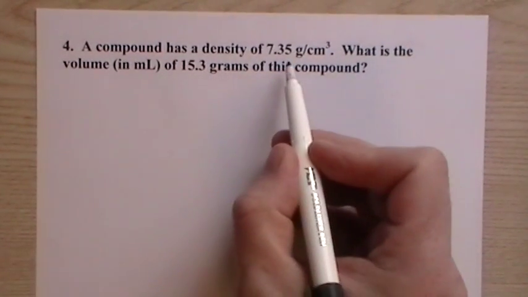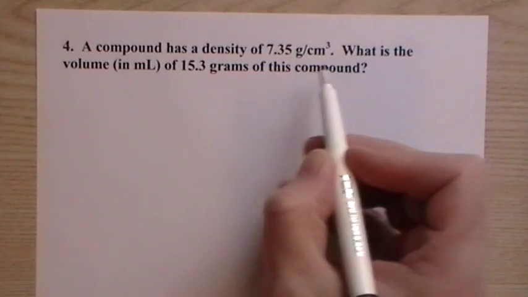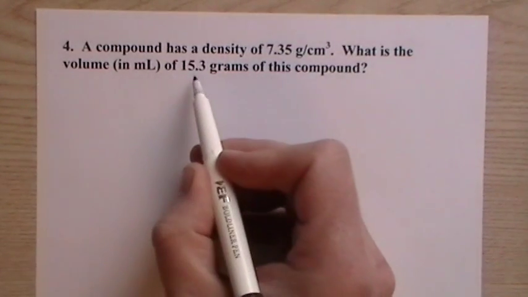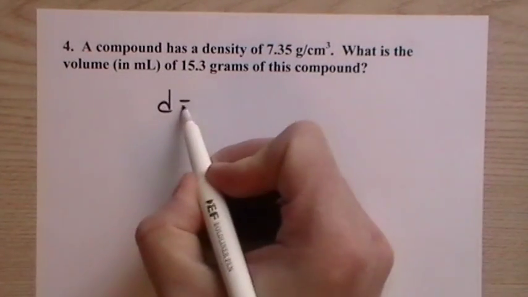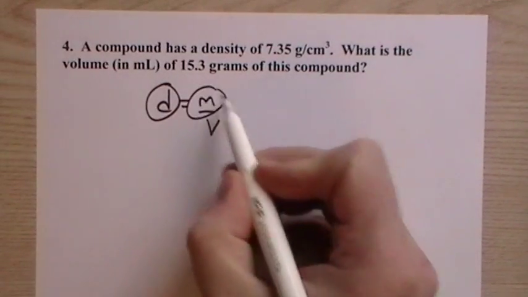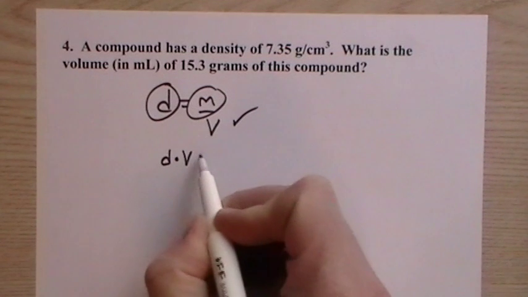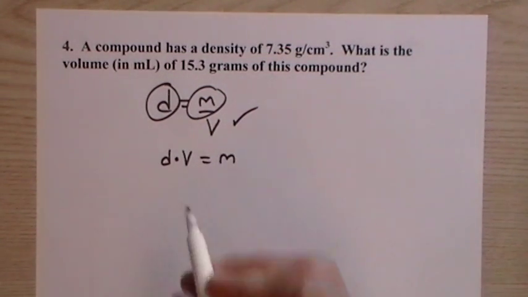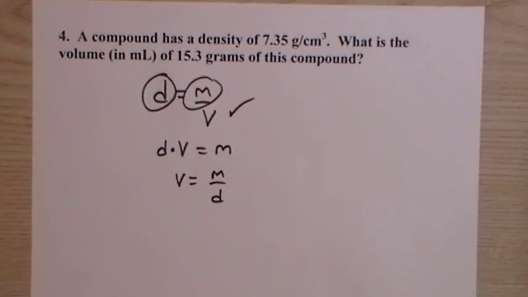A compound has a density of 7.35 grams per cubic centimeter. What is the volume in mils of 15.3 grams of this compound? So use the same equation again. We're given density, we're given mass, we have to find volume. So we rearrange, put it into this form, and then isolate volume on the other side.